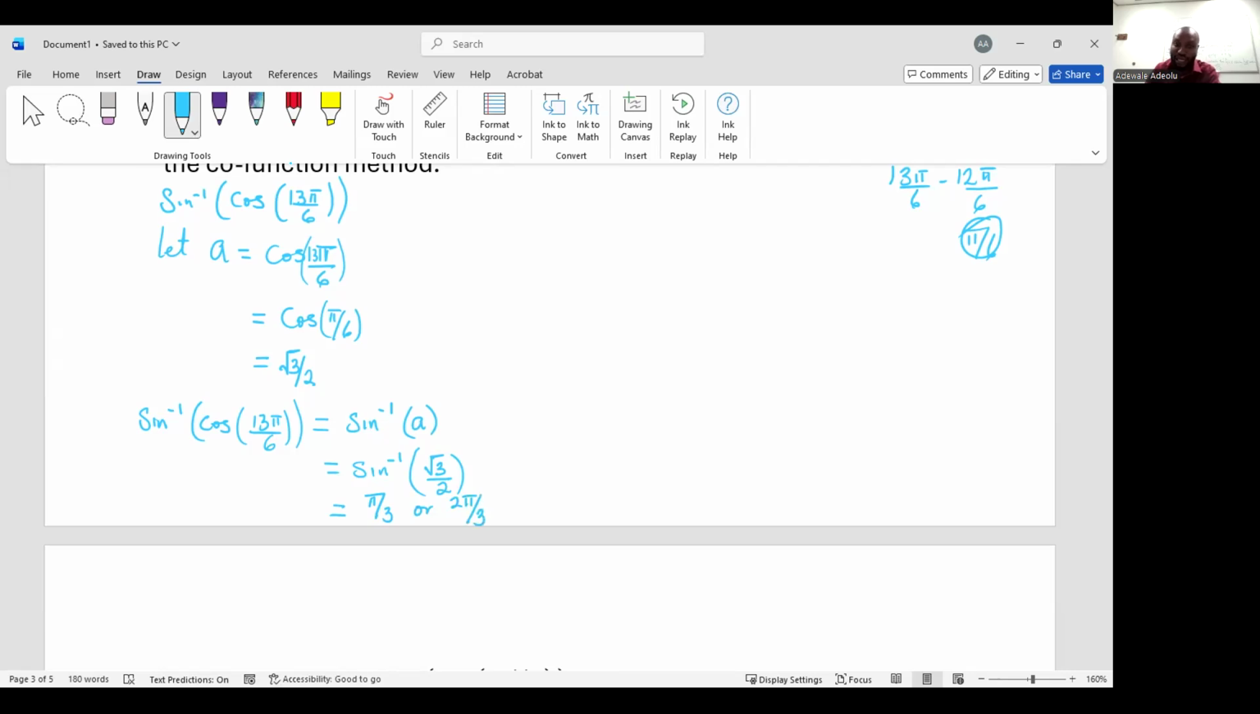However, remember, for sine inverse, 2 pi over 3 will not work since it is not within the restricted domain for sine, or what we can call the range of sine inverse. Therefore, our answer is, we claim that sine inverse of cosine of 13 pi over 6 is pi over 3.